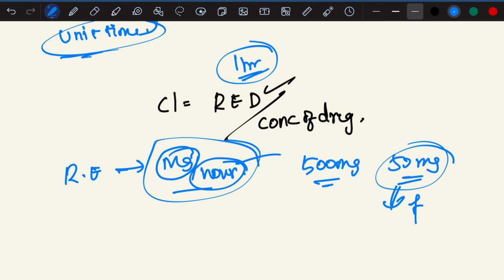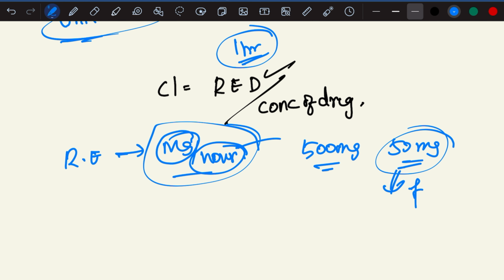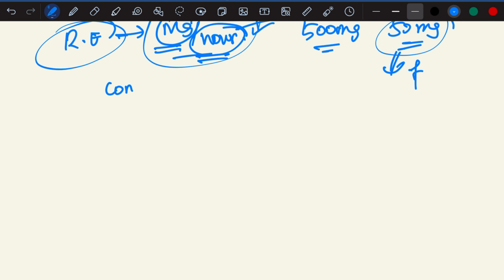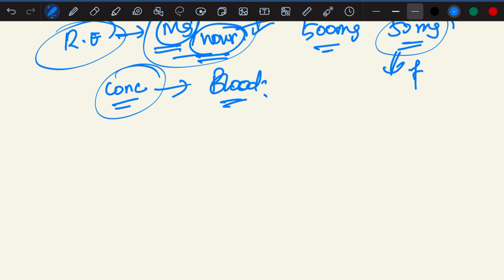Clearance is different, and rate of elimination is different. Don't confuse both of them. If you're getting confused with the definitions, please remember the unit. The unit of rate of elimination is mg per hour, that is amount of drug eliminated from the body per hour. Concentration of the drug is how much concentration is present in the blood. Now we'll get into the actual topic.